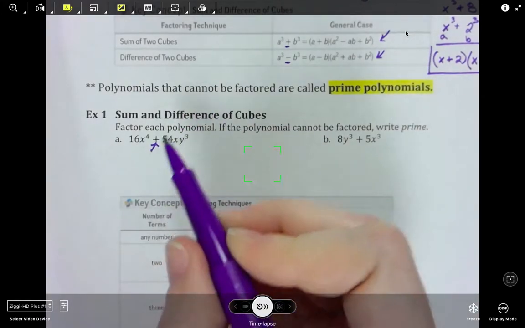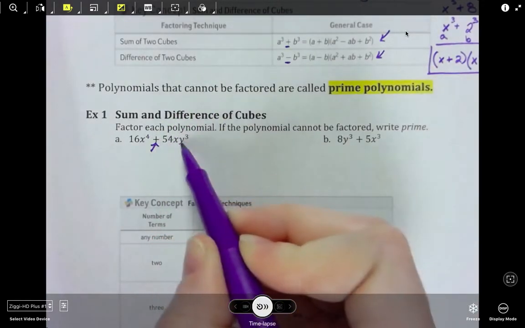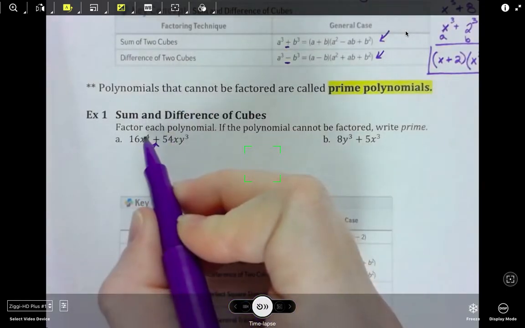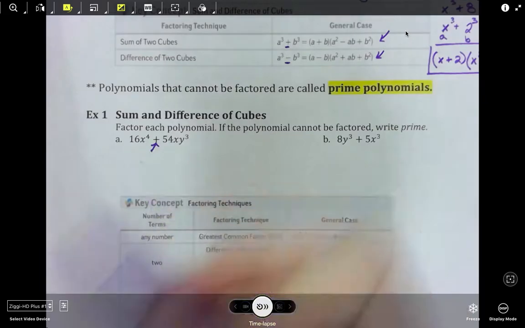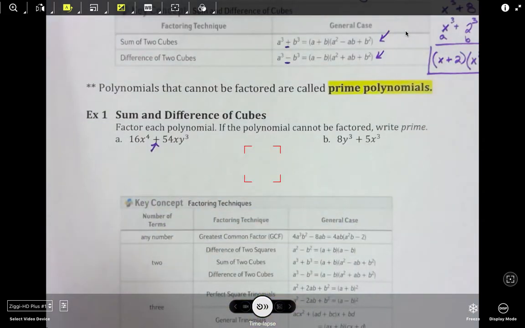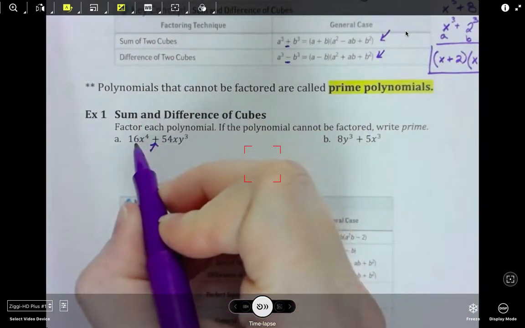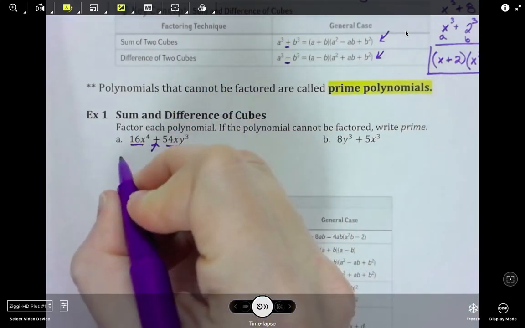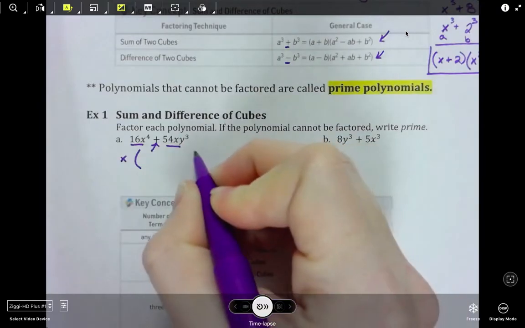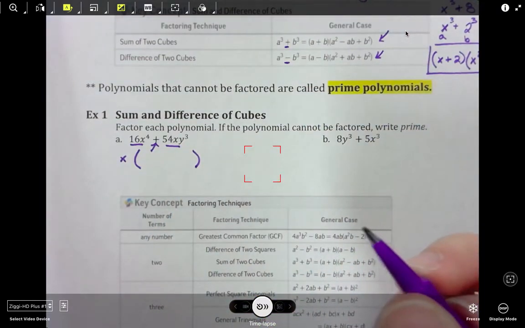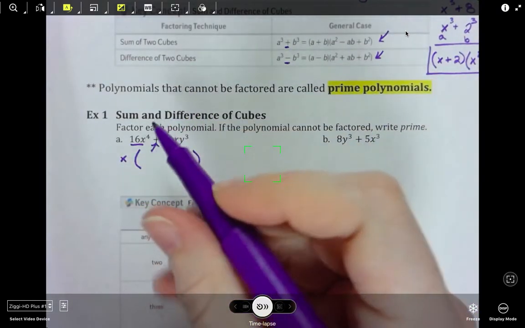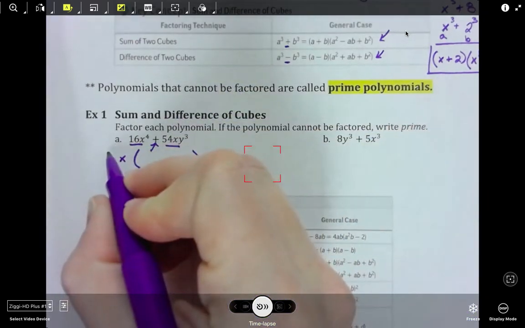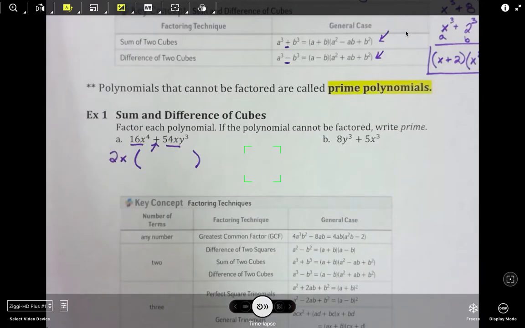But before I do that, I'm trying to look and see, this is supposed to be the sum of 2 cubes, but I see a 4th power here. And that doesn't work because that's not cubed. But what I do know is this piece right here and this piece right here both have an x in it. So what I can do is pull that x out in front and rewrite what I have left over. I also see that 16 and 54 are both divisible by 2. So let's go ahead and pull a 2 out in front also.